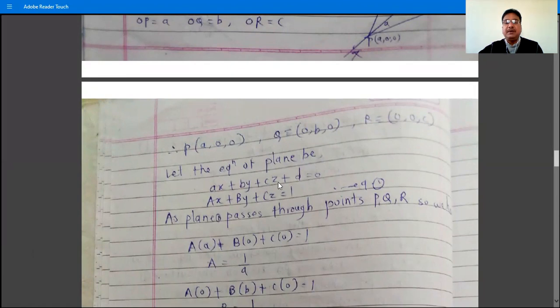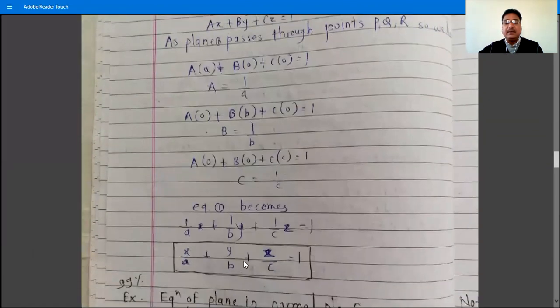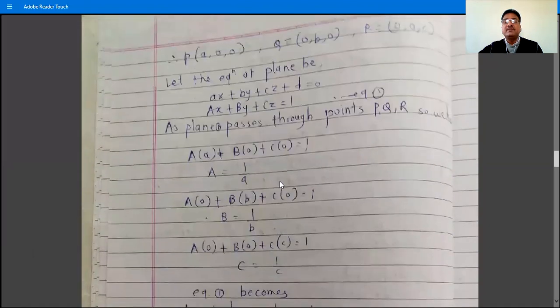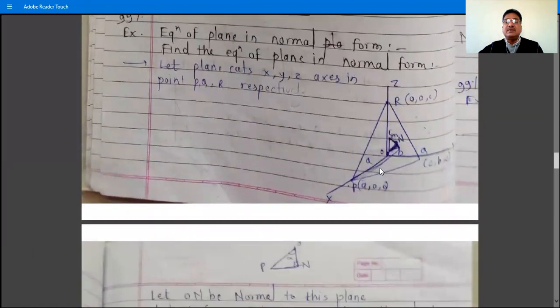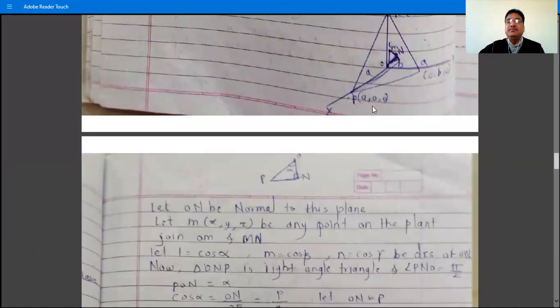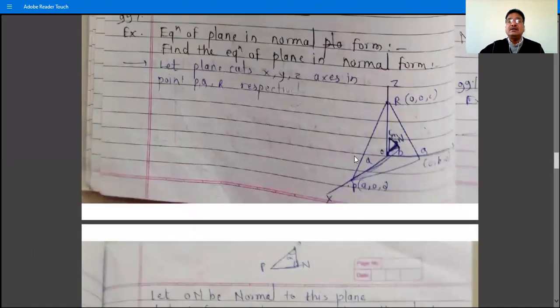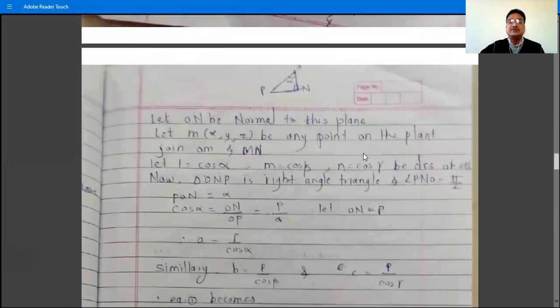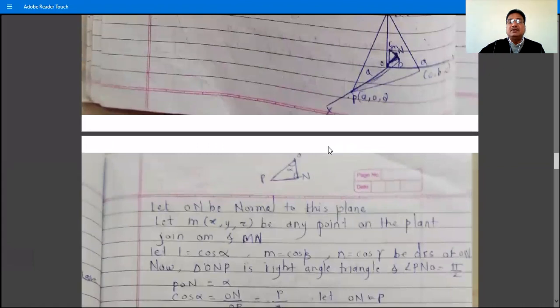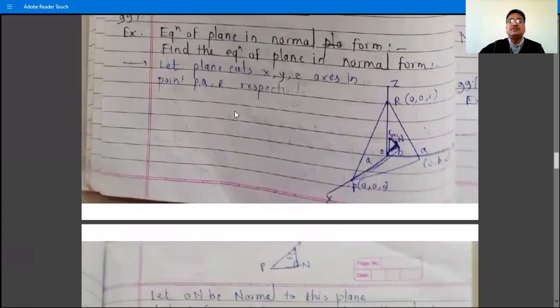Then the equation of the plane is x by a plus y by b plus z by c, because the plane cuts the x-axis, y-axis, and z-axis in the points P, Q, R, and OP is a, OQ is b, and OR is c. That is, the plane makes intercepts small a, small b, and small c, and therefore its equation is x by a plus y by b plus z by c is equal to 1. So write this statement at this place.